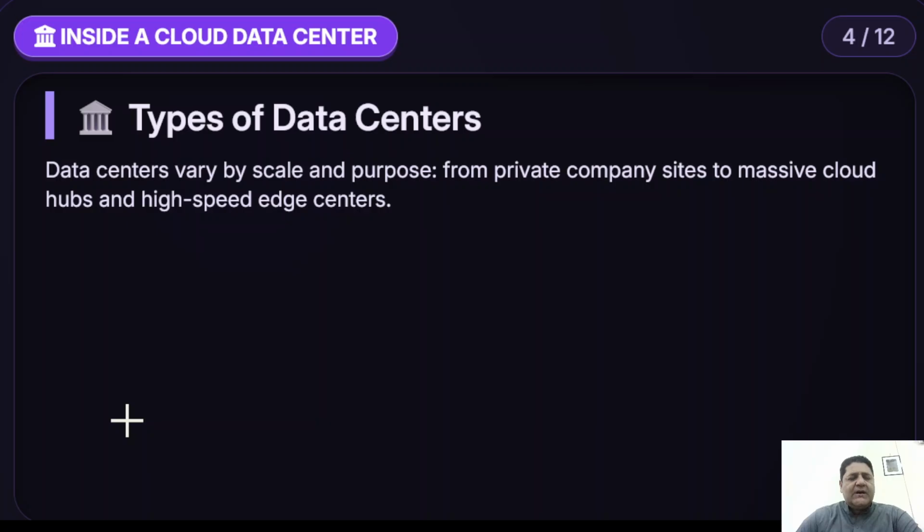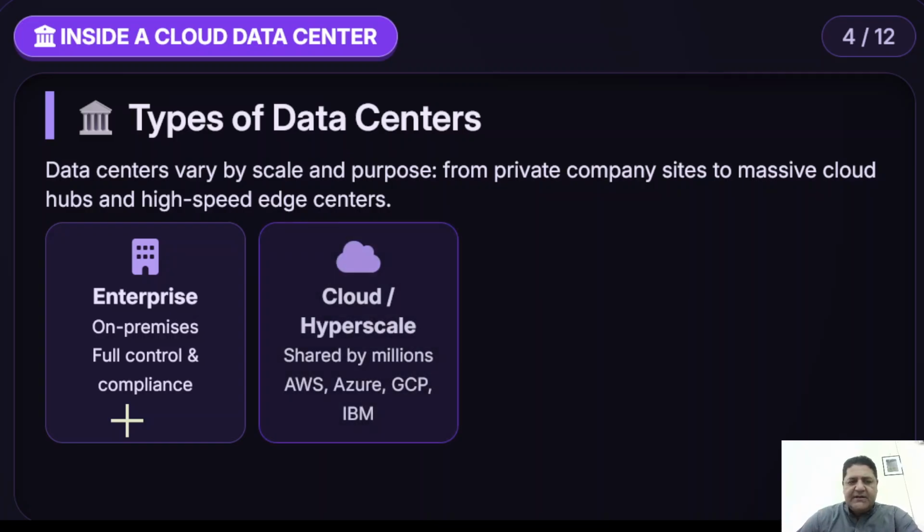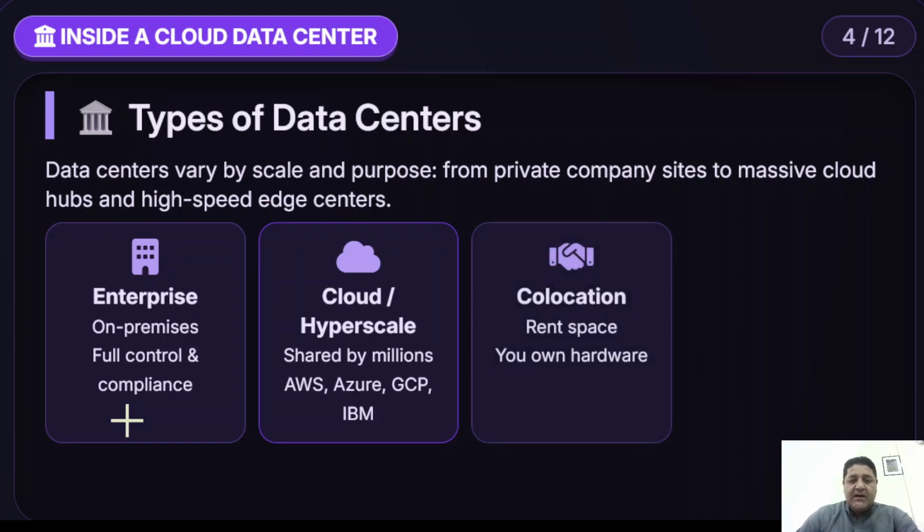So when we talk about data centers, of course we choose the types. Now the type is based on the scale and the purpose, that is, what the goal of your data center is and at what scale you want to arrange it. So we have the on-premise data center where you have full control and compliance as per the government policies, right? And then we have hyperscale or cloud data centers, and they are accessed by millions of users. AWS, Azure and Google are examples of them.